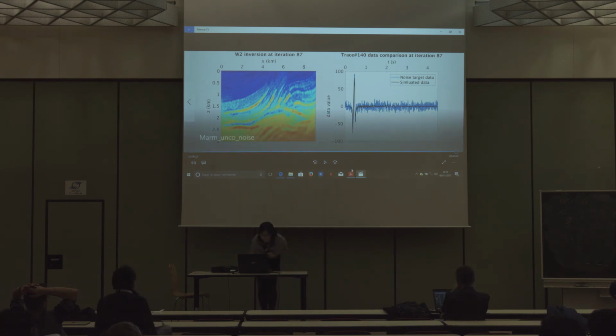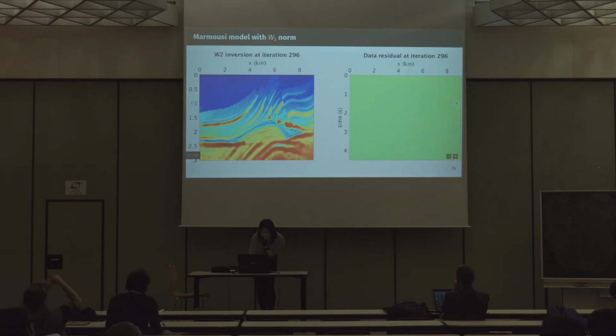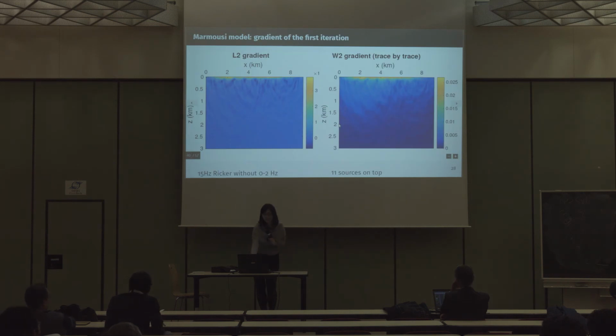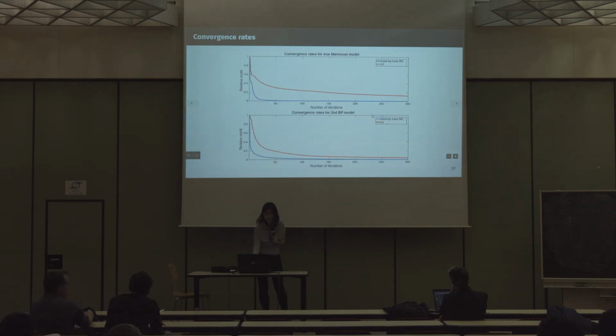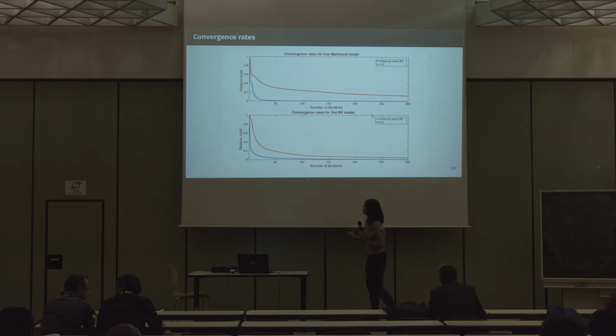So I would like to go back to my slides. So that's the first iteration after L2 and W2. You already see the peak. And that's also the first iteration. We already have a look at this salt body. And that's the convergence rate. Very obviously, L2 goes to a local minimum, but W2 converges very well in 50 and 100 iterations.